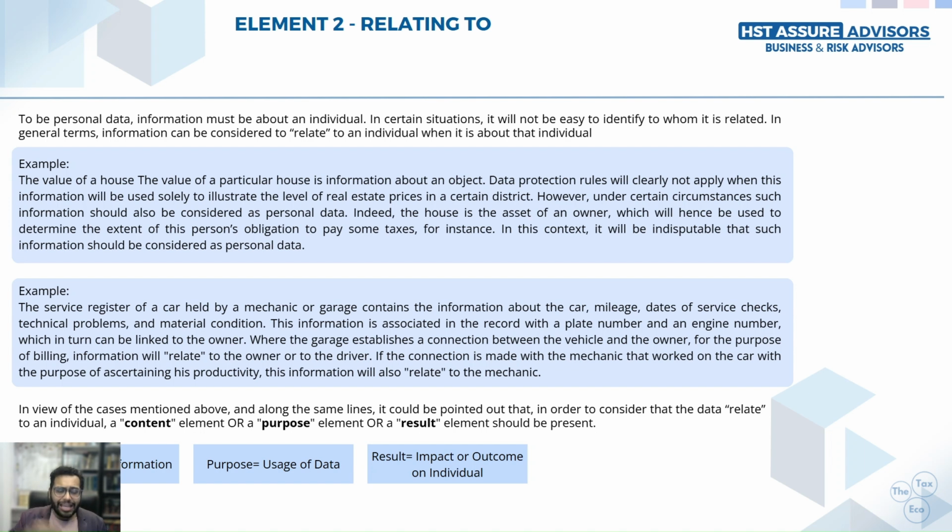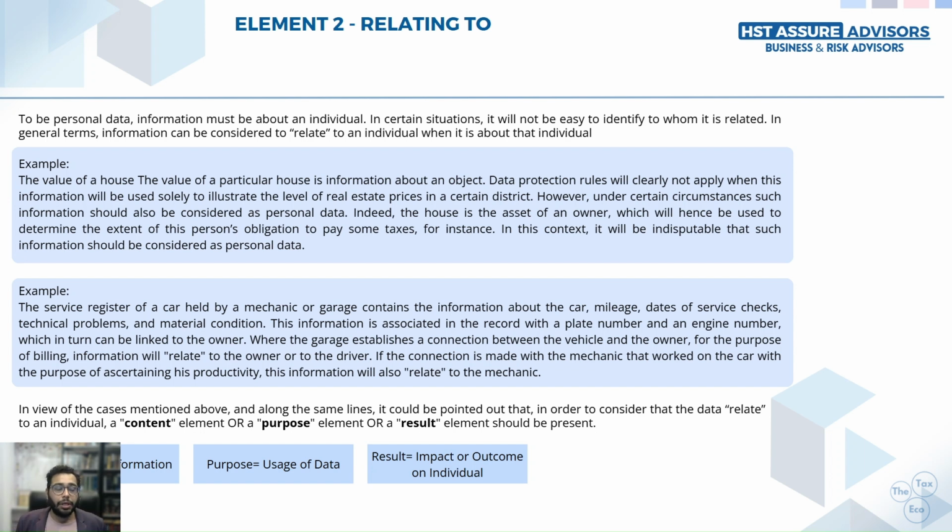If any of the elements is present, for example content, purpose, result, in that case you can say that there is a relation between the information and your personal data of that particular identified or identifiable person. So the connection is established between the information and the person, who can be identified or who is already identified.